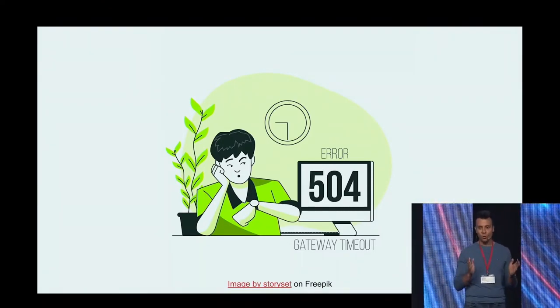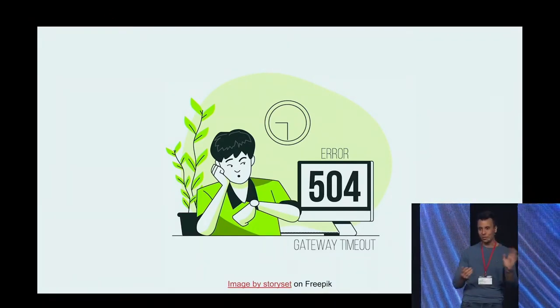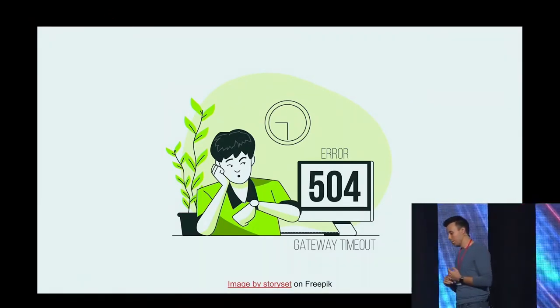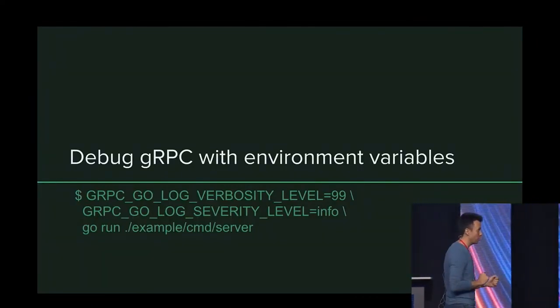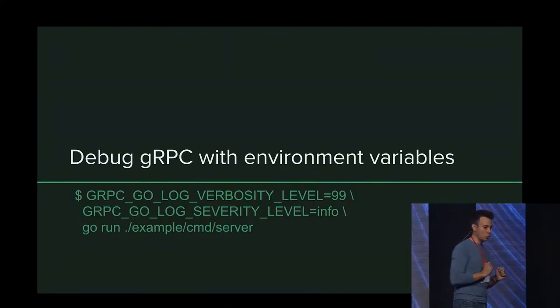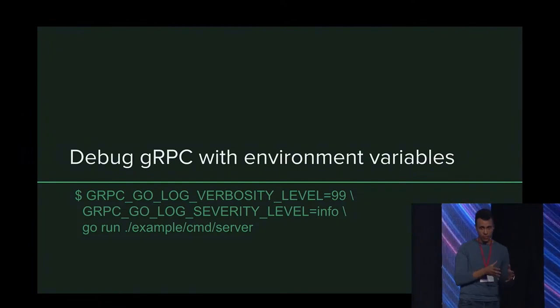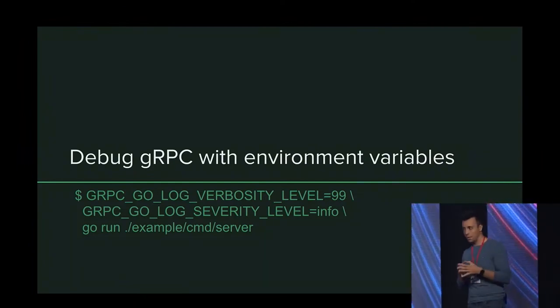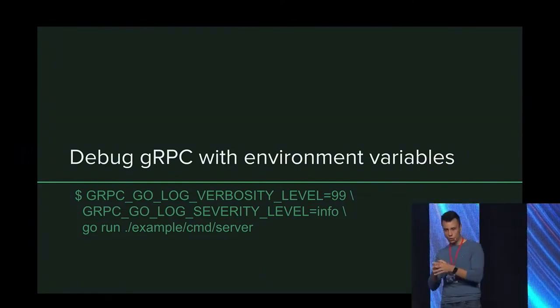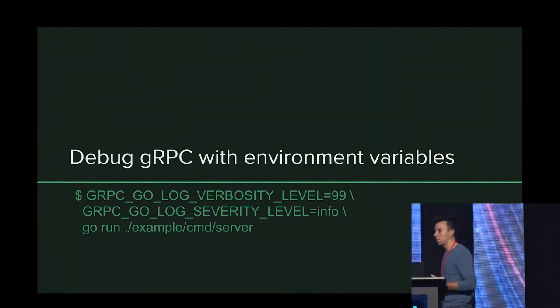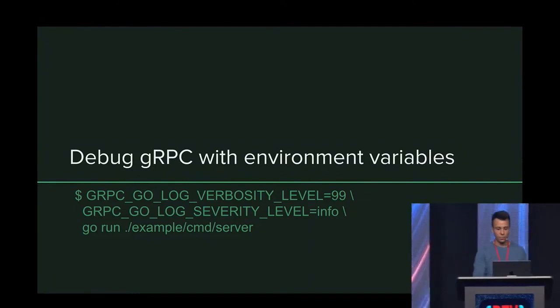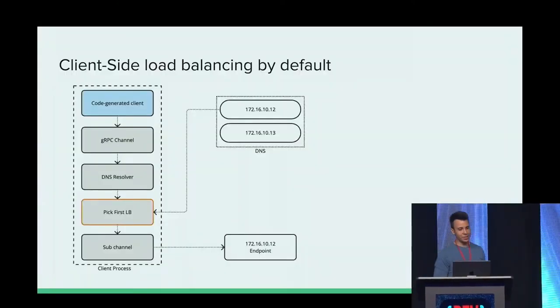But the client says, no, I see an error. Here is a screenshot, right? So what we do, we can debug gRPC with environment variables. I can go into even the live environment and set some environment variables enabling some debug logs. And I can actually look at the life cycle of gRPC, and understand a little bit better how this thing works on the inside. So how does it work on the inside?